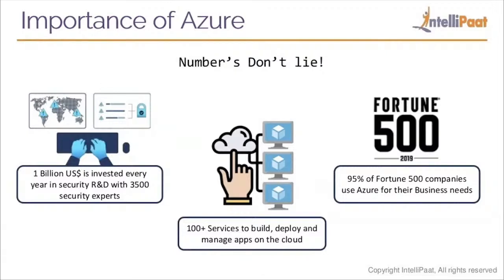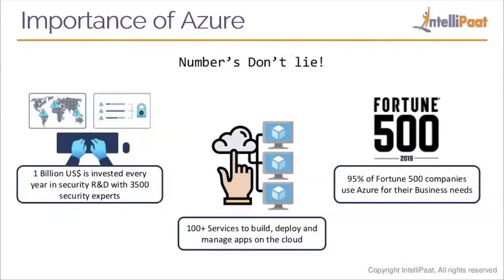Now, managing apps and services on-premise is pretty difficult. Azure gives us around 100 ways in which we can develop and deploy our apps to cloud services. If we look at the Fortune 500, which are some of the biggest companies in the world, 95% of Fortune 500 companies use Azure for their business needs.